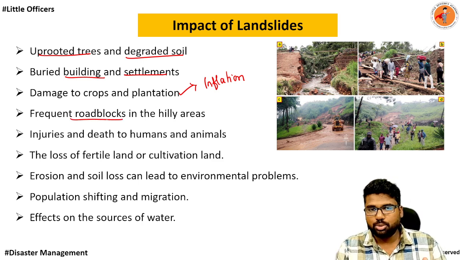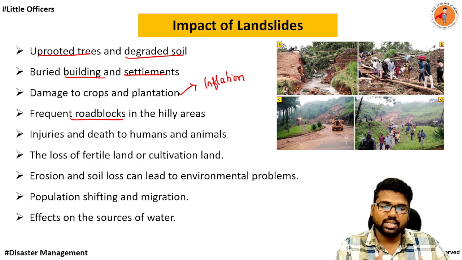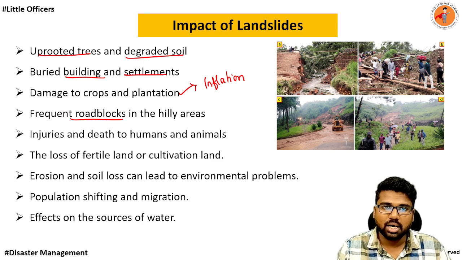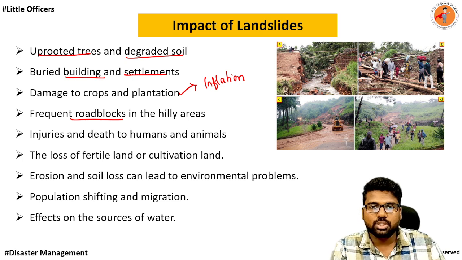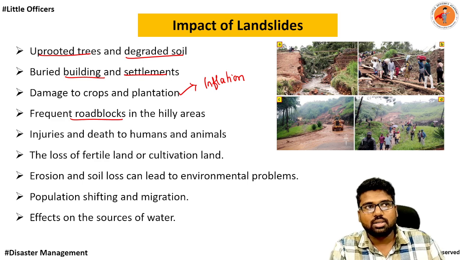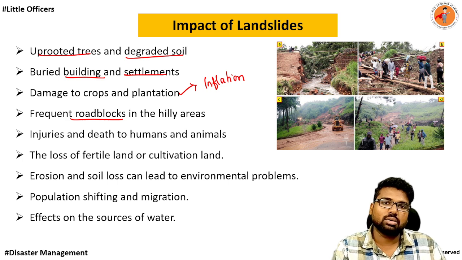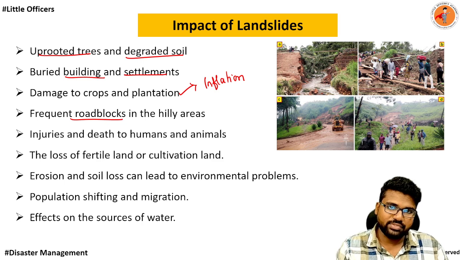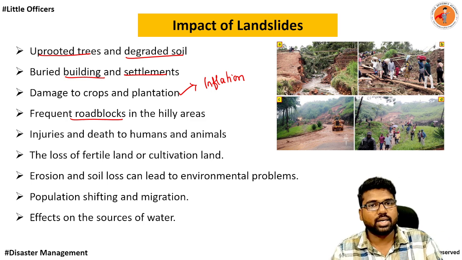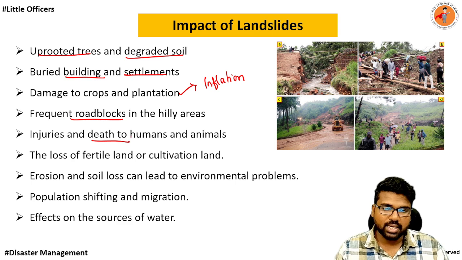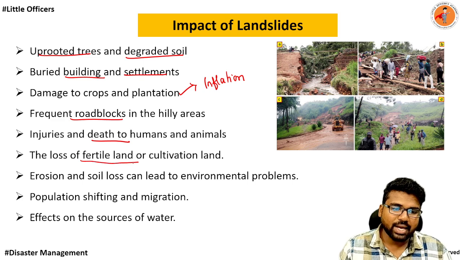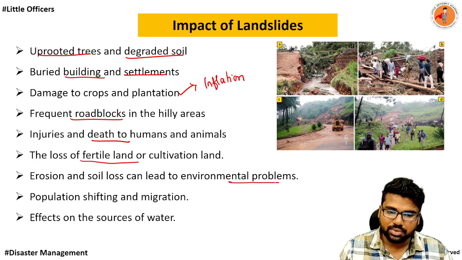Then frequent roadblocks. If there is a landslide, particularly in the upper stretches of mountains where there are ghat roads, they will be blocked. Then you may lose your all weather connectivity, or it might even compromise your security, particularly in the border areas where this difficult terrain and these kinds of vulnerabilities are there. If there is a blockage of the road, it can even trigger some security issues. Similarly, injuries and death to humans as well as animals and many species, loss of fertile or cultivable land because of burying, or erosion and soil loss can also lead to some environmental problems.